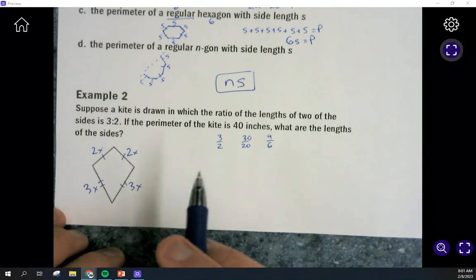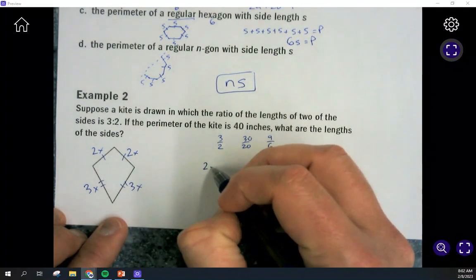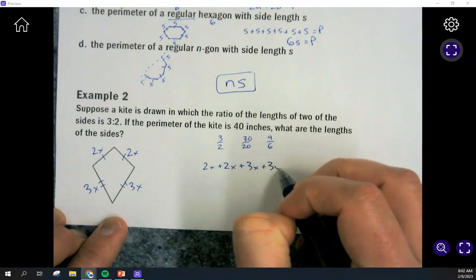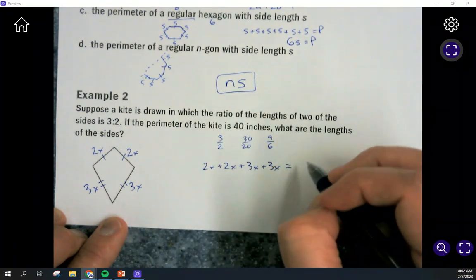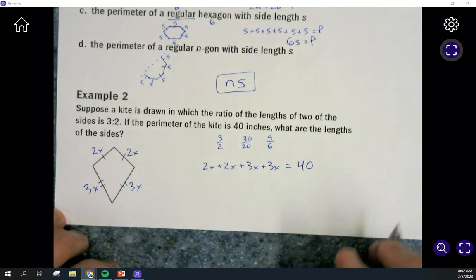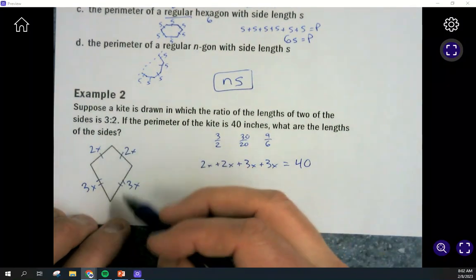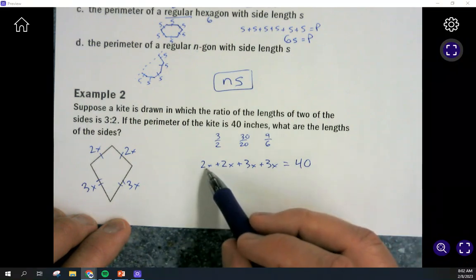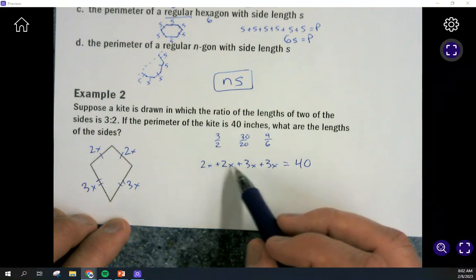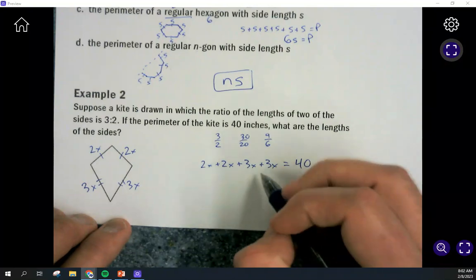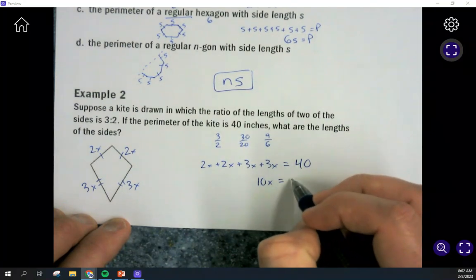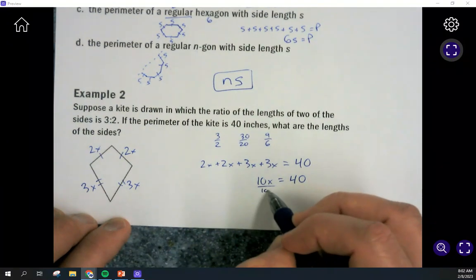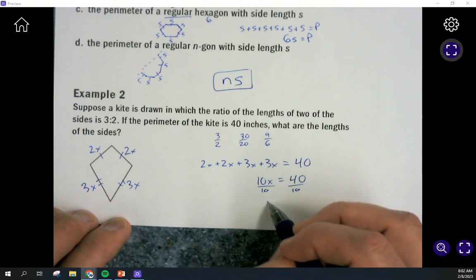Okay, the perimeter would be adding all of those up. So 2x plus 2x plus 3x plus 3x. And we know that the perimeter is 40. So we've got the ratio set up correct with our 2x and 3x. We know the perimeter would be all of these added up. Let's simplify that. 2 and 2 is 4, plus 3 is 7, plus another 3 is 10. So I've got a total of 10x, and it has to come out to 40. So we're going to divide by 10 here, solve this nice easy equation.